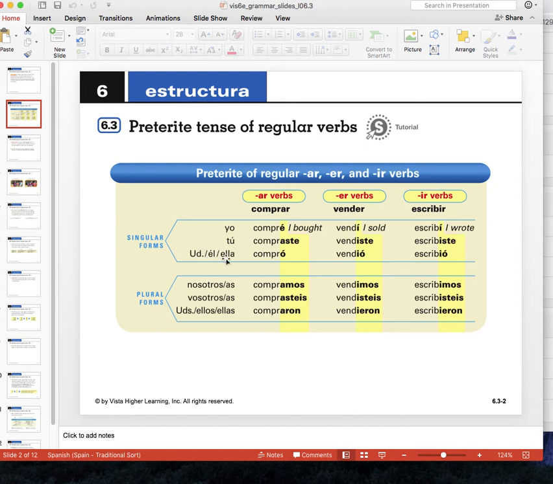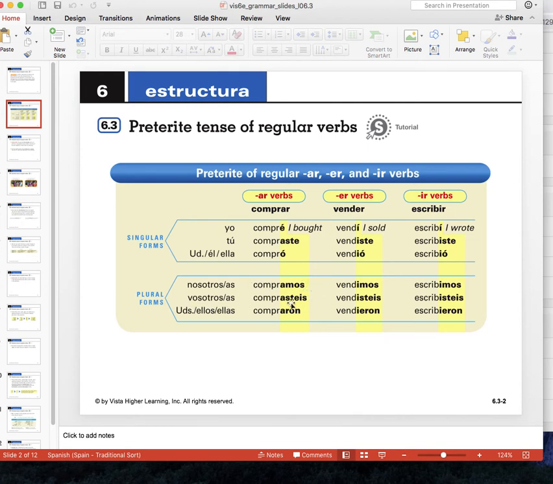For the usted, él, and ella form, or the third person singular, we drop off the AR and we add an O with an accent mark. We notice here that the accents are very important. So for you formal, he or she bought, we say, repita, compró. Notice that the emphasis is on the end, compró, just like with yo, compré. Nosotros stays the same as in the present tense, so we drop off the AR and we add amos. So we say nosotros compramos.